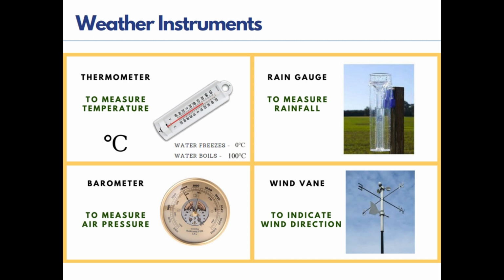Next comes the barometer. It's an instrument that is used to measure the air pressure. Third is the rain gauge. The name says it all. It's used to measure the rainfall. And the last one is the wind vane. It is used to know the direction of the wind.